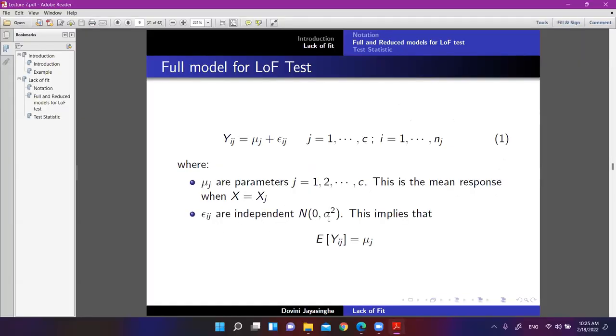These are independent error terms. So the expected value of this is this. This is sort of the estimate, right? Given for the particular parameter. This parameter could be estimated by using this. Expected value of y_ij is what? Basically, we expect our y bar j to be equal to this. It doesn't have to, right?